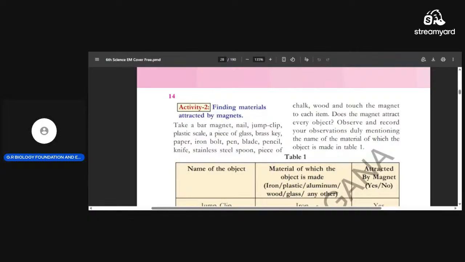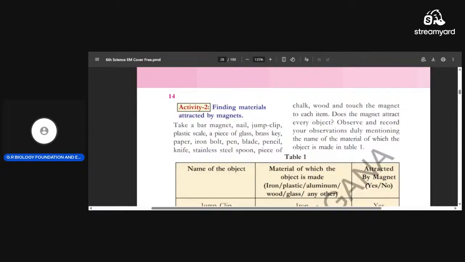So, bar magnet. Take one bar magnet. Nail attracts, jump clip attracts. Nail made with iron attracts, jump clip also made with iron attracts. Plastic scale made with plastic does not attract. Piece of glass, made with glass, does not attract. Brass does not attract because it is made with brass. Paper, made from tree pulp, is not attractive. Iron bolt made with iron is attractive. Pen made with plastic is not attractive. Blade made with iron is attractive. Pencil made with wood is not attractive.